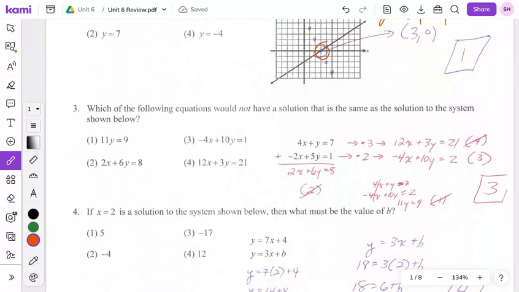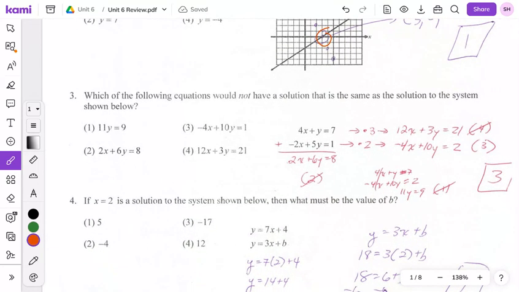Okay. So, number 3: which of the following equations would not have a solution that is the same as the solution to the system below? We talked about a whole bunch of different ways that systems sometimes get manipulated, and that would be via either adding equations together, subtracting them from each other, or maybe even multiplying to manipulate them. So what you can see is I've done a couple of things on the side here, and I want to explain what they are because there's a lot going on.